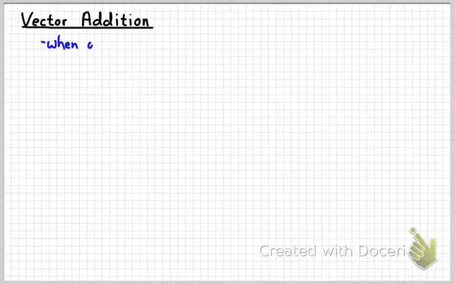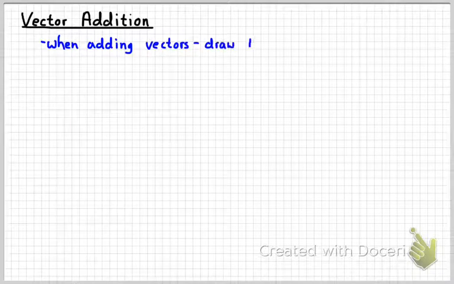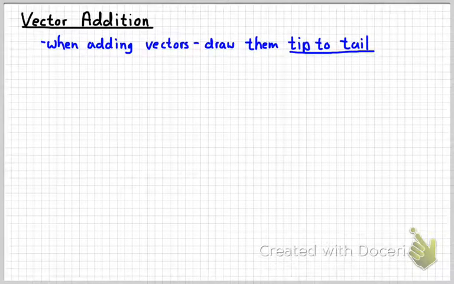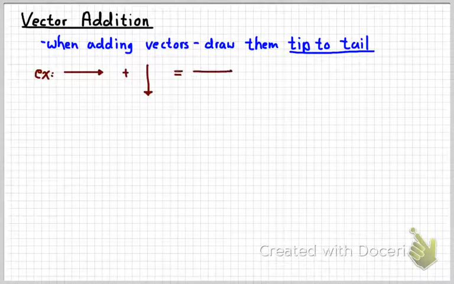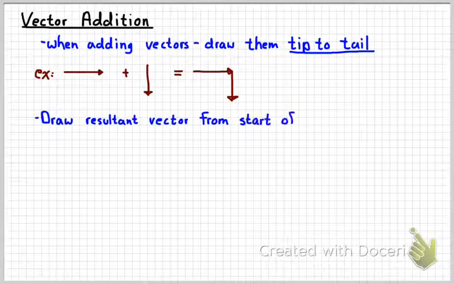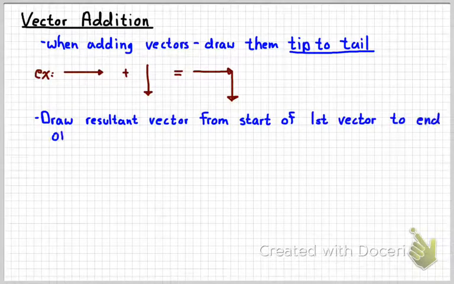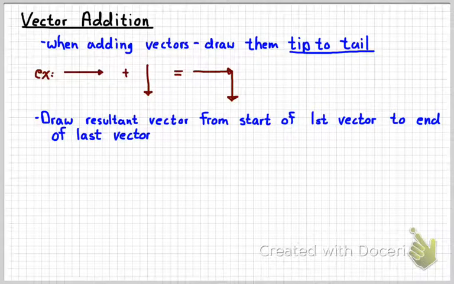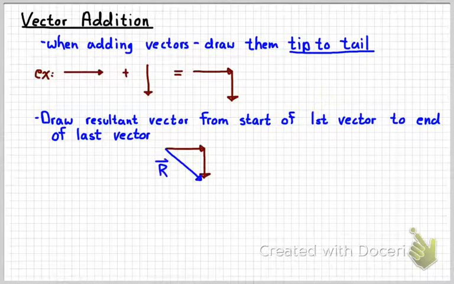When we add vectors, remember that we always draw them tip to tail. Where one vector ends, the second one begins. So for instance, if we're going to add those two vectors, we need to draw them so that they are tip to tail like that. Remember that the order doesn't matter. You can add them in any order. The resultant starts where the first one begins, maybe you call that the origin, and ends where the second one ends. So in my example, the resultant will look something like that.